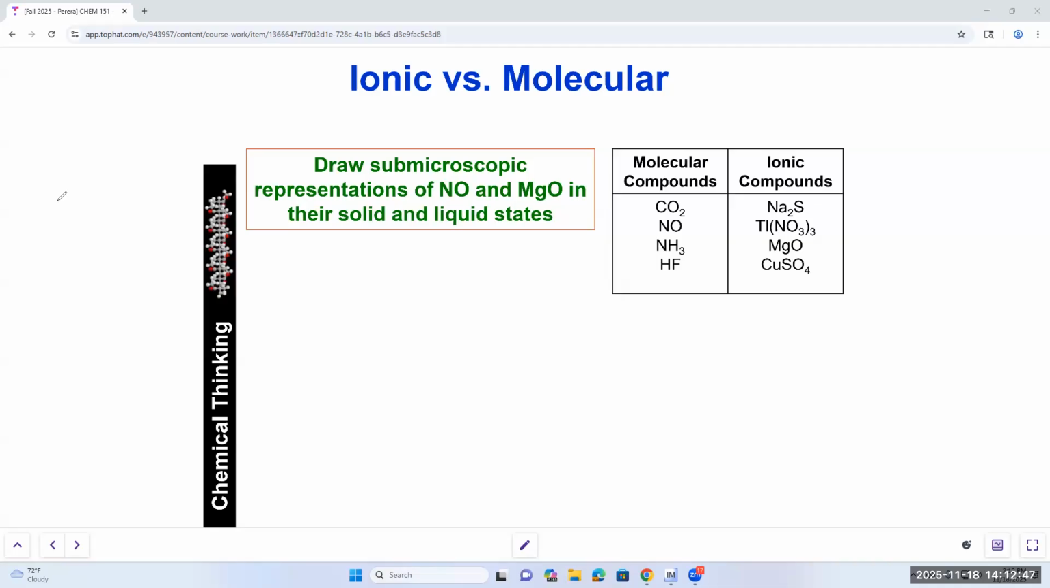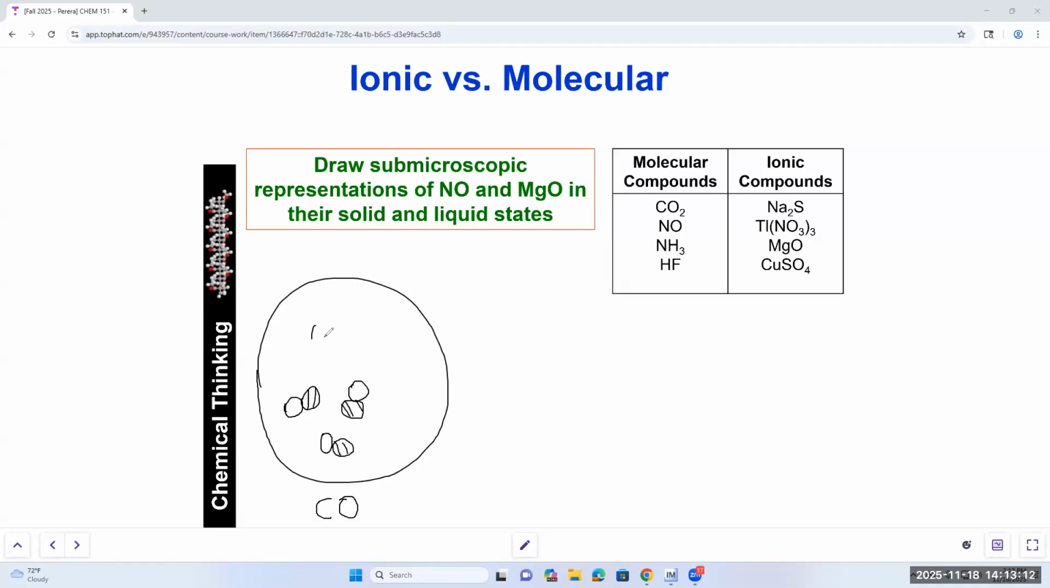If somebody asks me to draw a particulate level representation or particle representation of a covalent compound, I would do this. Let's say that I'm going to draw carbon monoxide, which is a covalent compound. So I'm going to have carbon atoms and oxygen atoms, right? It's going to be something like this. I'm going to draw a particle representation like this. Here's a particulate level representation of a covalent compound, carbon monoxide.